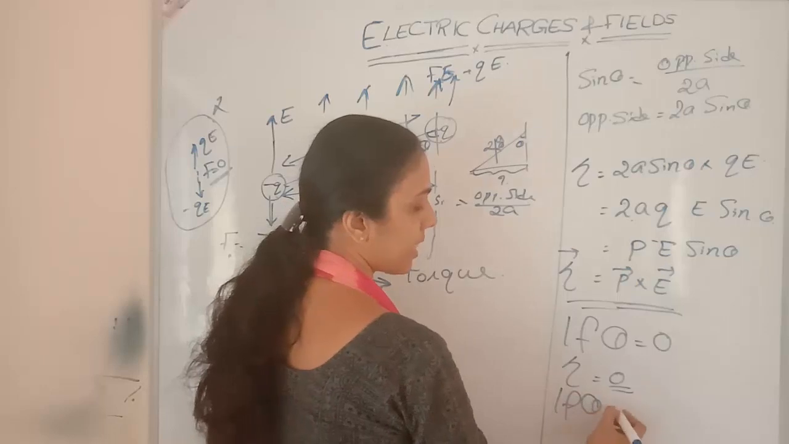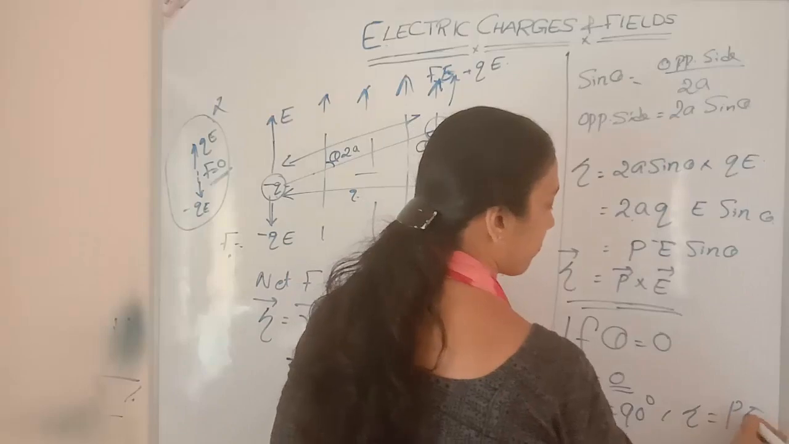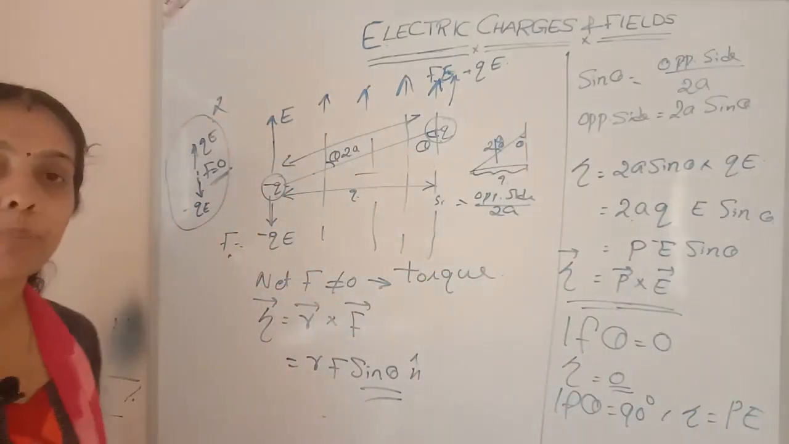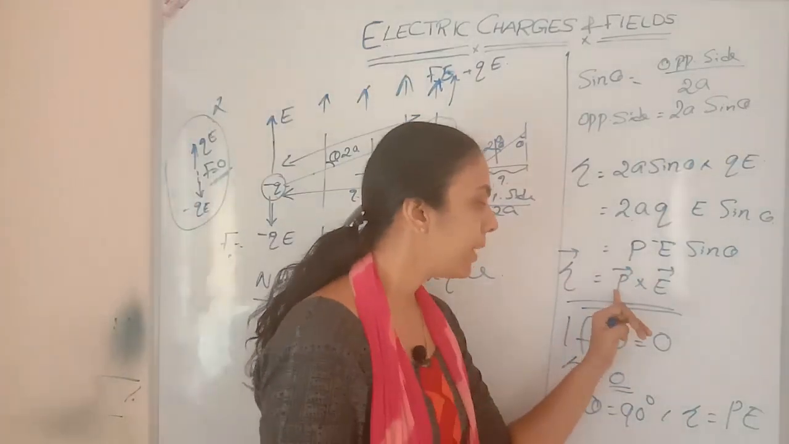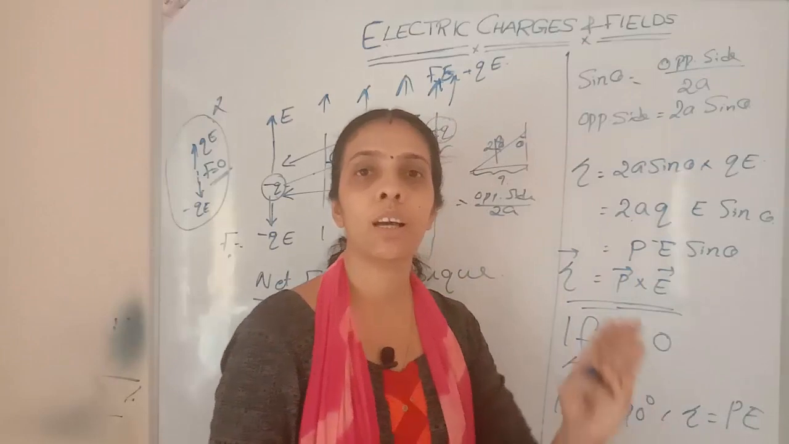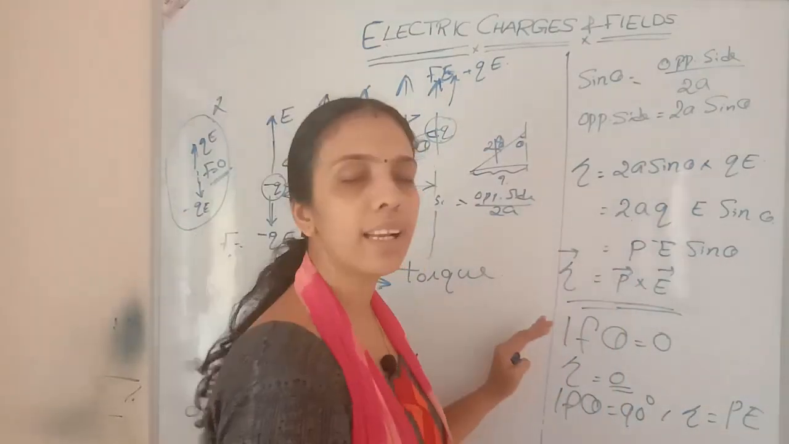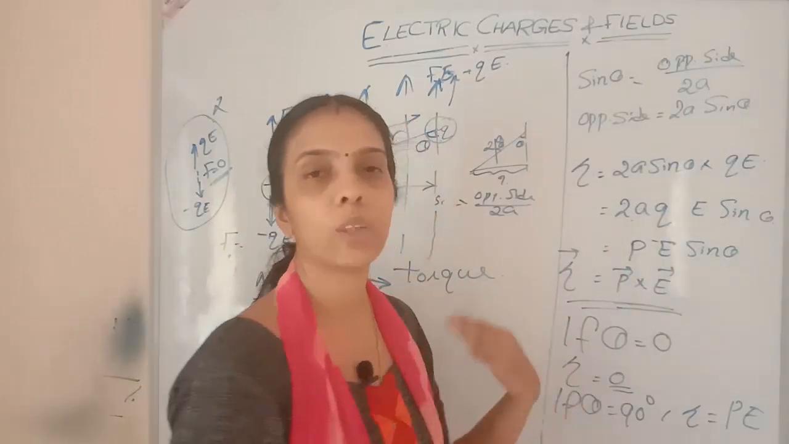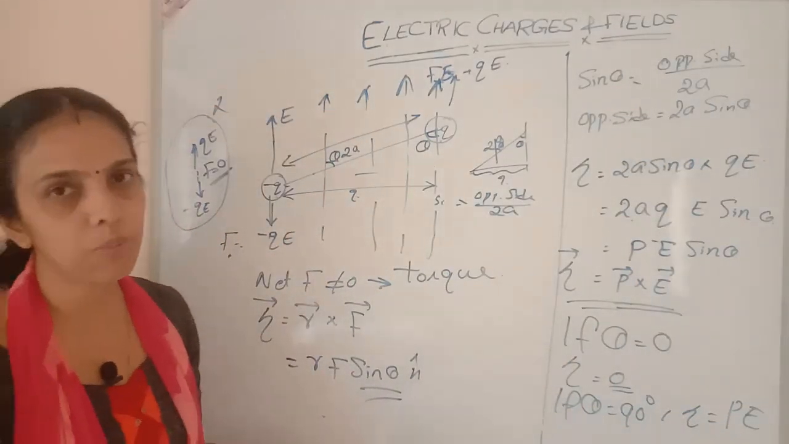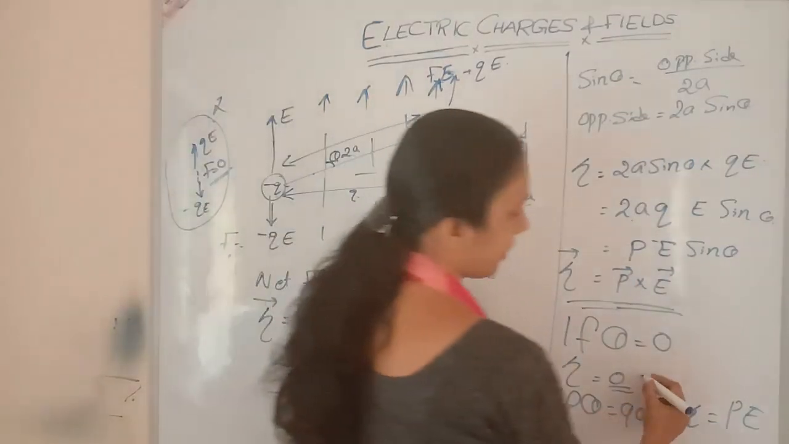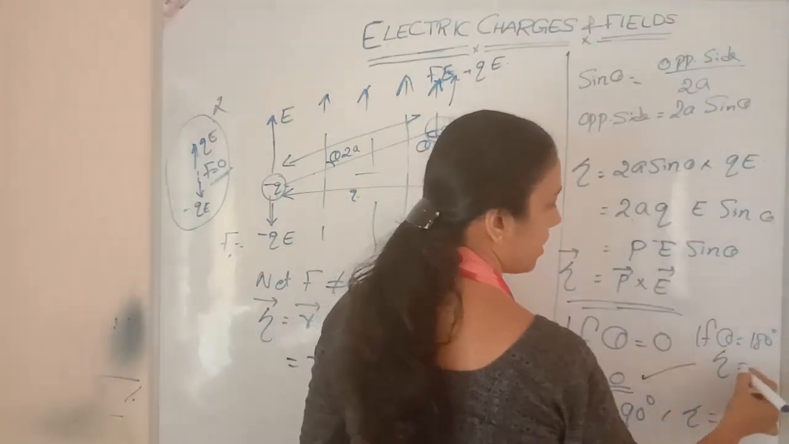If theta equals 90, sine 90 is 1. So tau equals PE. Okay, we get the maximum value of torque if theta equals 90 degrees. That is, if P and E are perpendicular to each other, we will get the maximum torque. If P and E are parallel to each other, then we get torque equals 0. If P and E are anti-parallel to each other, then also we get torque equals 0. Clear? If theta equals 180 degrees, tau equals 0.